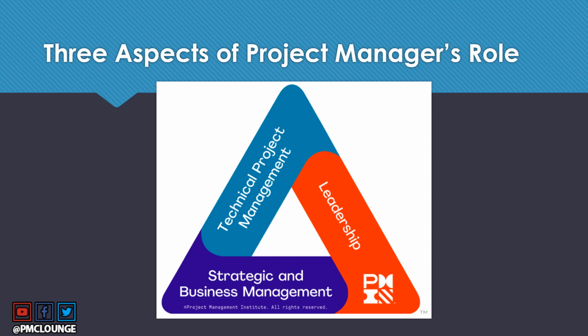This is known as the PMI talent triangle, which is copyright to Project Management Institute. All copyrights acknowledged. We don't intend to do any copyright infringement. PMI owns this image. We are just using it to share knowledge. So the three aspects of a project manager's role are technical project management, leadership, strategic, and business management. Let's talk about each one of these to understand the role of a project manager in a better fashion.